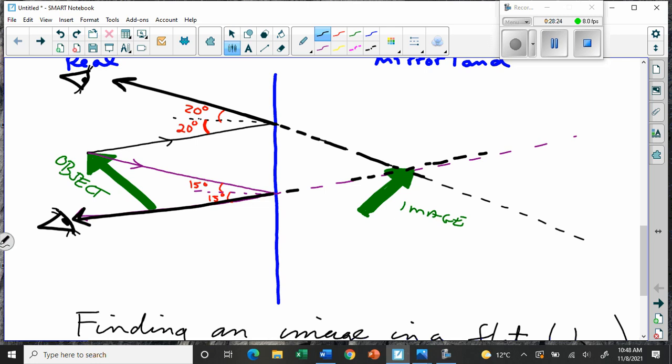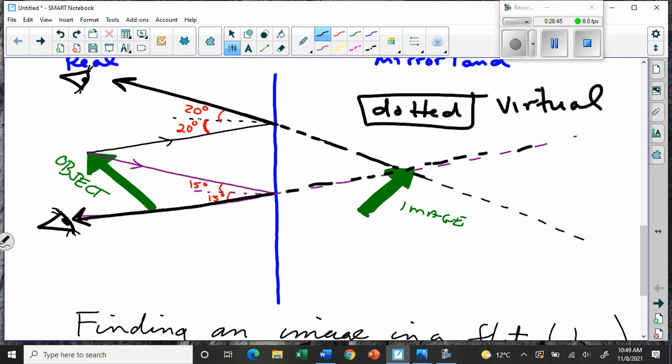Notice behind the mirror I draw dotted lines instead of solid lines. And that's to show that those are not real lines. They're just sort of guides to show us where it's coming from. There's no light shining behind the mirror. So that's why I'm drawing dotted lines on this side, because these are what we call virtual lines. They're not in the real world, right? They don't really exist. Virtual lines. Okay, so that's how you do this plane mirror sort of thing.